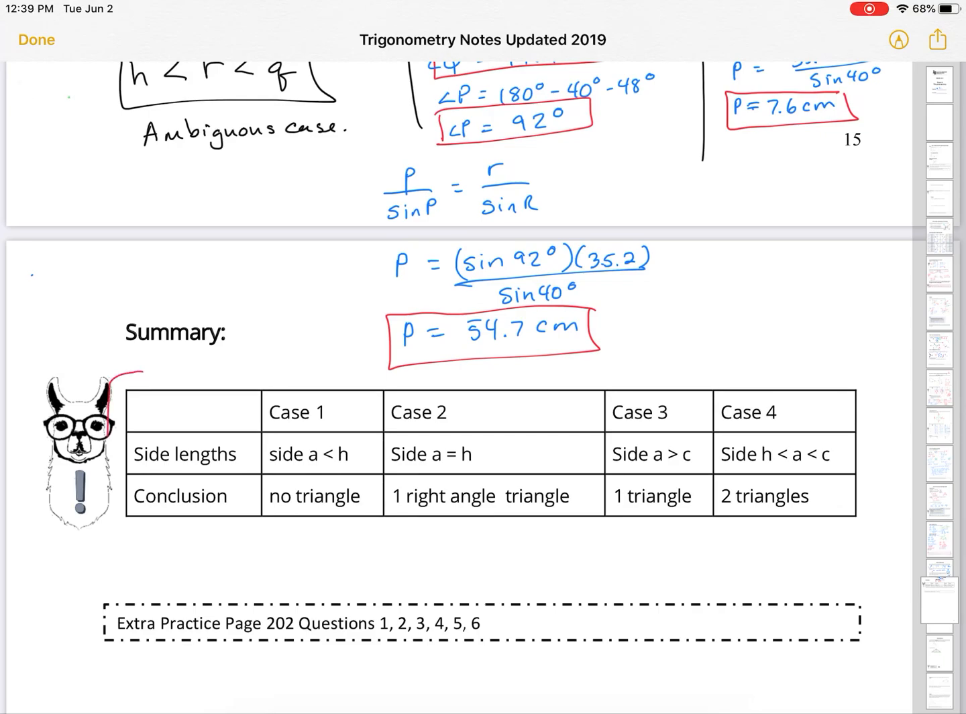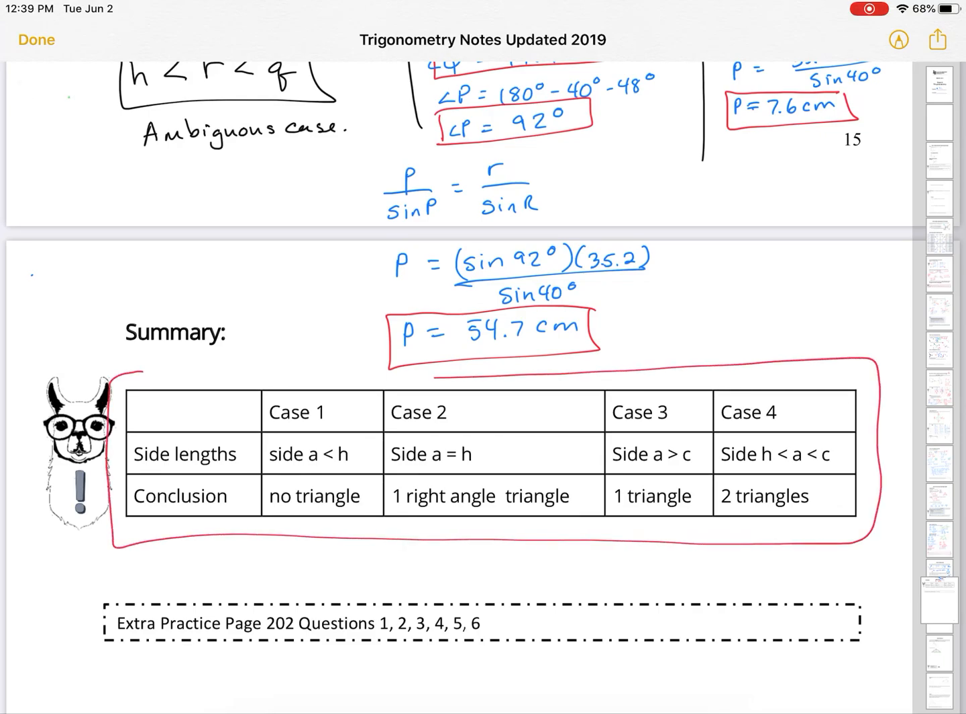And this kind of summarizes it in terms of those relationships. You can do the practice, get some practice with the ambiguous case, and just be aware of it, that there is more than one possibility.